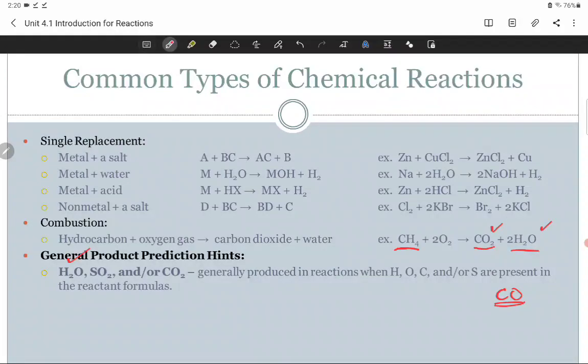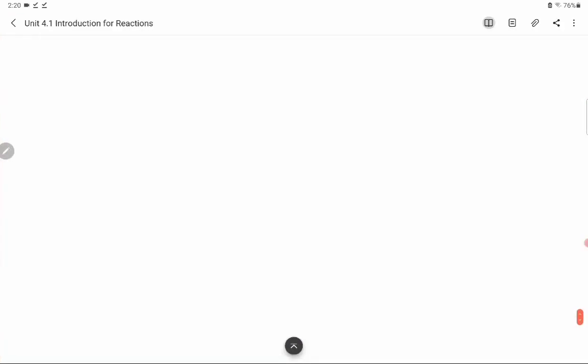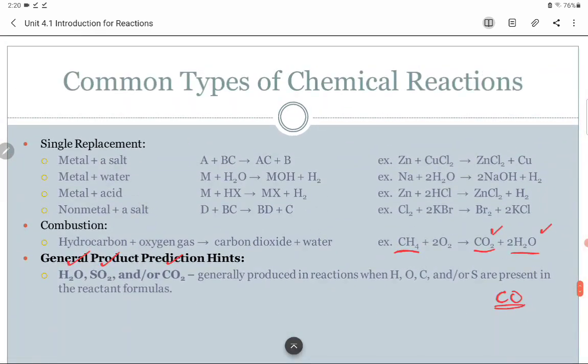And like I had mentioned before, those gases, or I guess H2O can be a liquid, if you have the potential to make those, you often will make those. And like I said, very short introduction to chemical reactions. We're going to start to go in a lot more depth in those for the rest of this Unit 4.